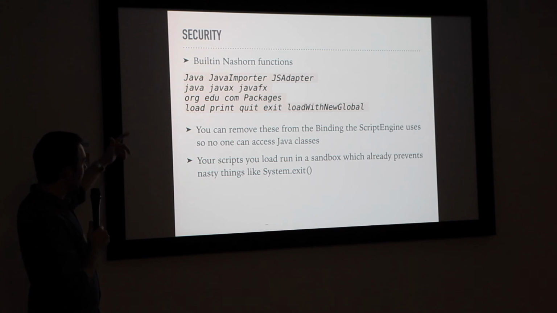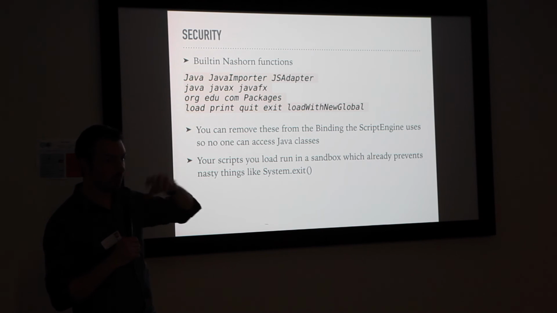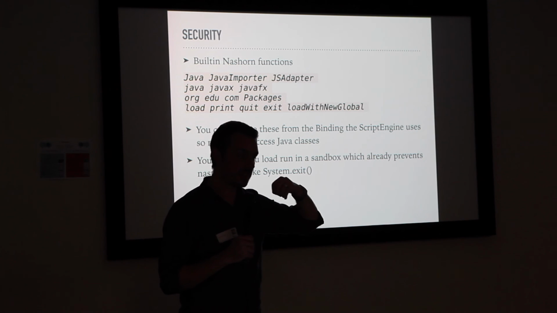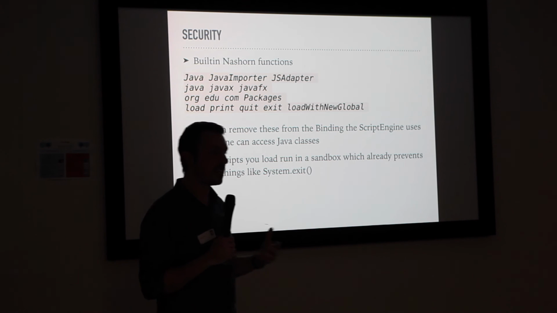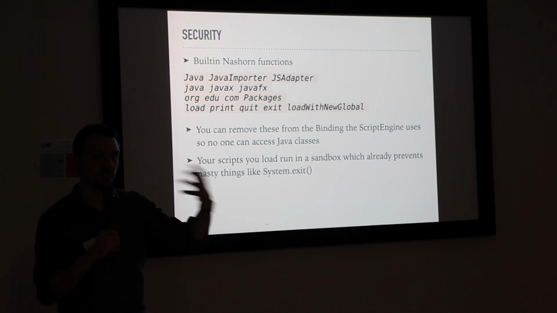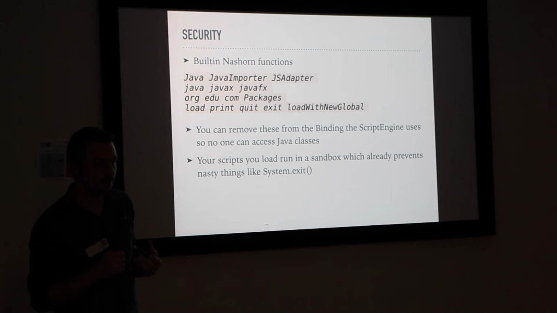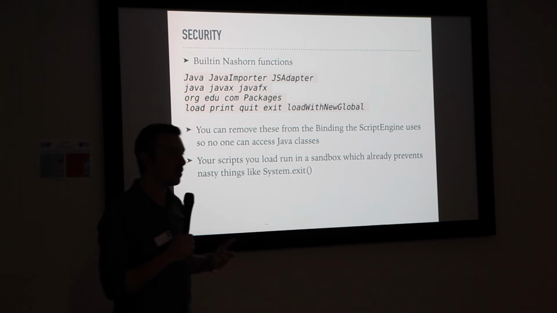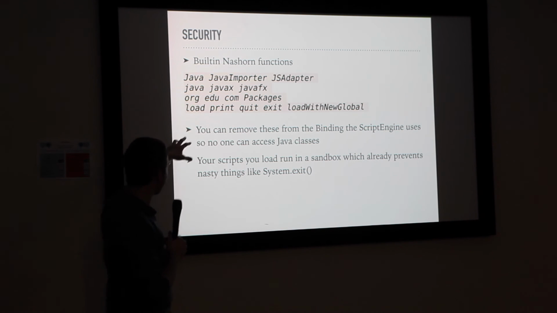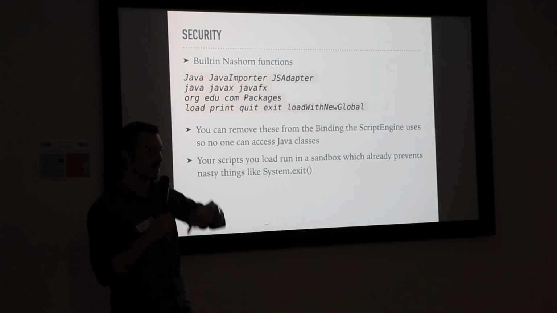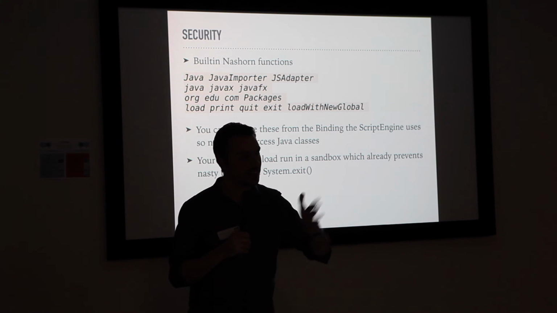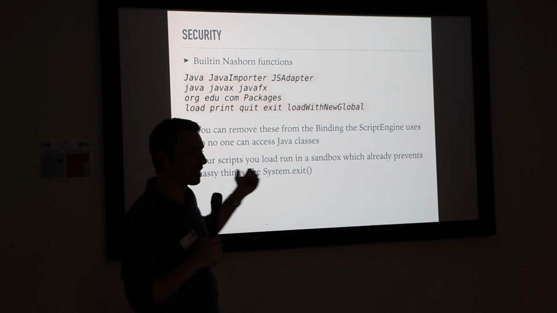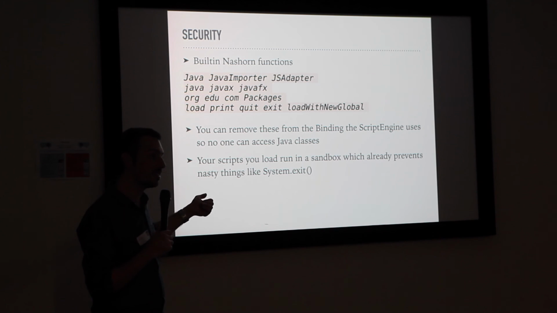So what we actually do is we go through when the script engine manager starts. Remember how I told you that the script engine manager is just backed by this binding object, which is just a map. Well, what that means is basically you can just do a .remove on that. So we've got these listed in an array, and we just iterate through and remove those so that our Nashorn scripts, our client scripts, can't call those things.